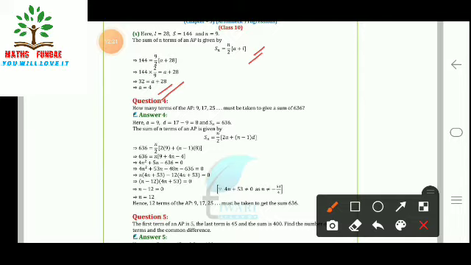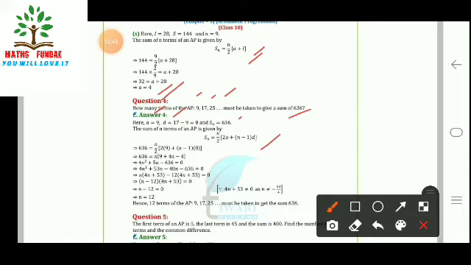Now question number 4: how many terms of the AP 9, 17, 25 must be taken so that the sum will be 636? It means a is 9, d is 17 minus 9, that is 8, Sn is equal to 636. So we have Sn is equal to n upon 2 [2a + (n minus 1) into d]. So we have 636 is equal to n upon 2 [2 into 9 + (n minus 1) into 8]. So we are putting the values in the formula.